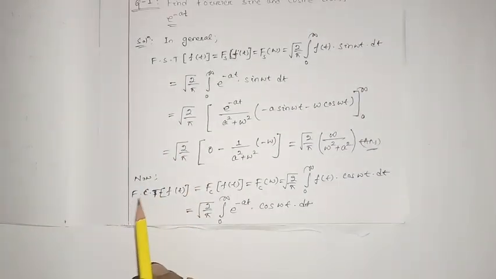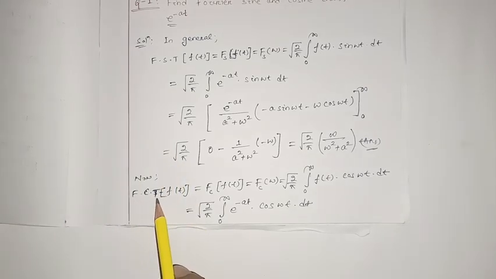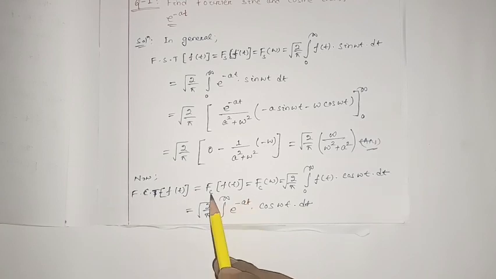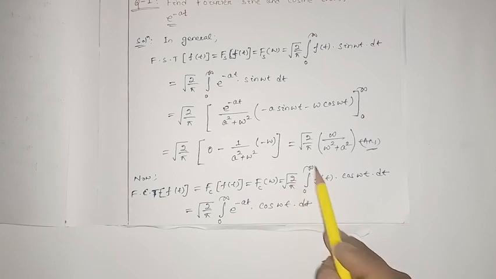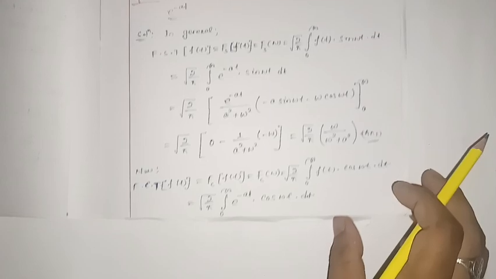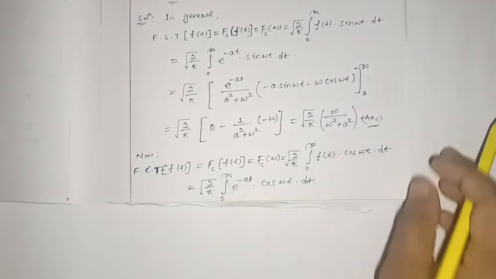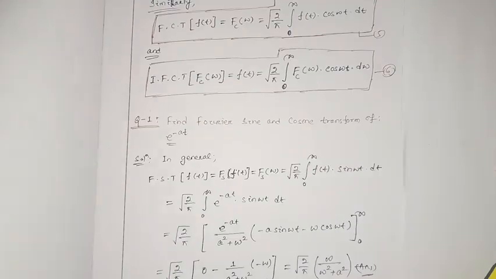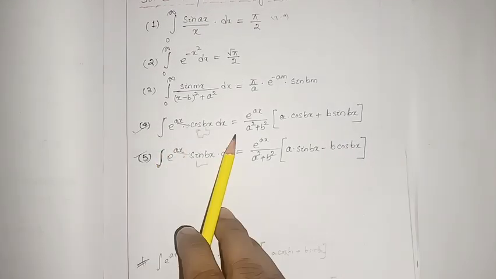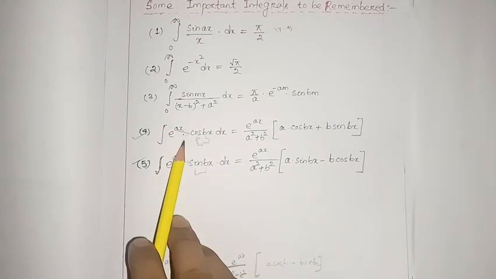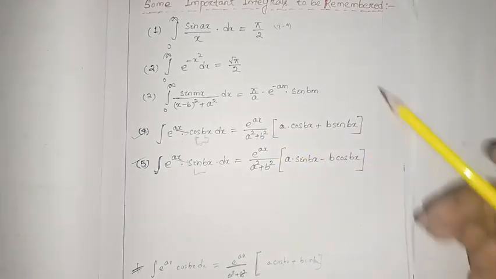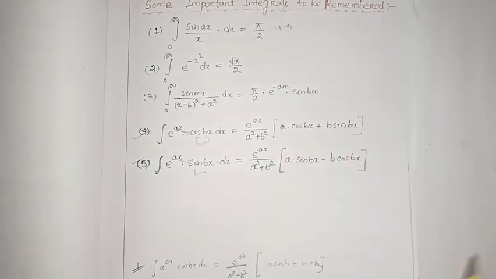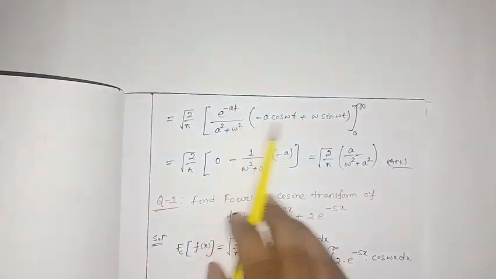Now we are going to go for the Fourier cosine transform of this function. In general, the Fourier cosine transform of a function f of t, or fc of f of t, or fc omega, is written as root over 2 by pi, 0 to infinity f of t cos omega t dt. Instead of f of t, we have to write e to the power minus at cos omega t dt. So I told you that you have to remember this integration, that e to the power ax into cos bx dx is e to the ax by a square plus b square into a cos bx plus b sin bx, same thing we have written over here.